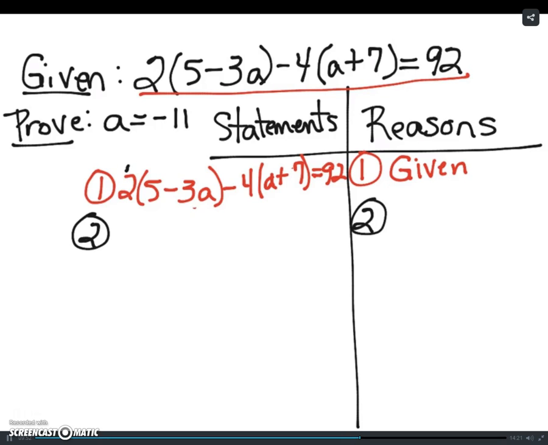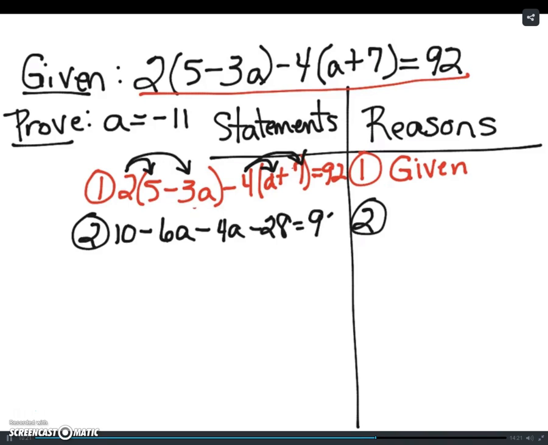So first, we have to distribute. Okay, and we have 2 things here to distribute. So we're going to have 2 times 5 is 10. 2 times negative 3a is negative 6a. And then we have negative 4, don't forget this negative sign. Negative 4 times a is negative 4a. And negative 4 times 7 is negative 28. That all still equals 92.